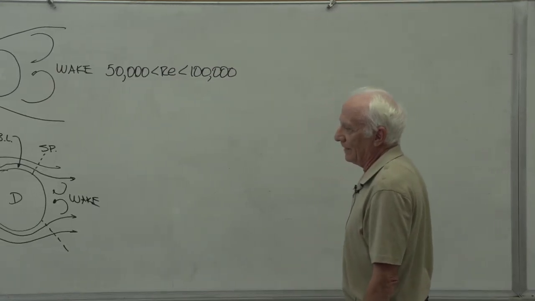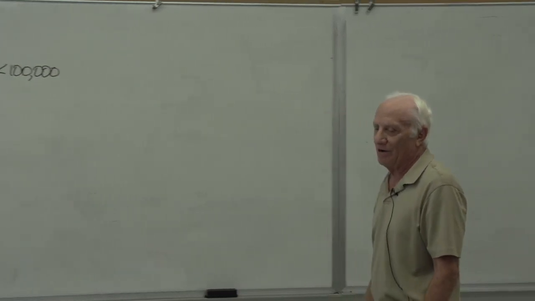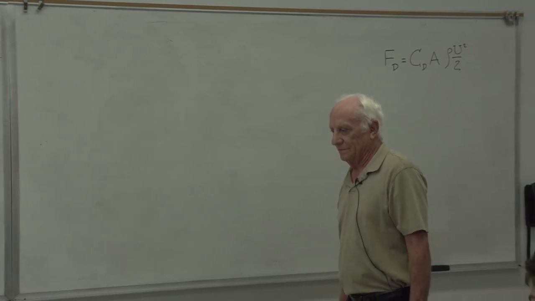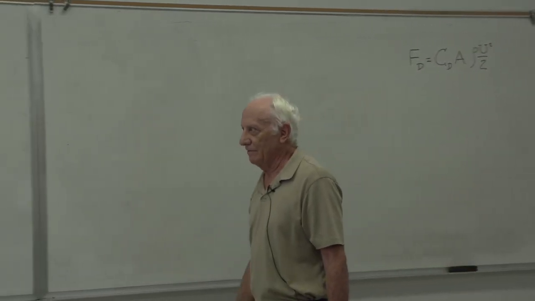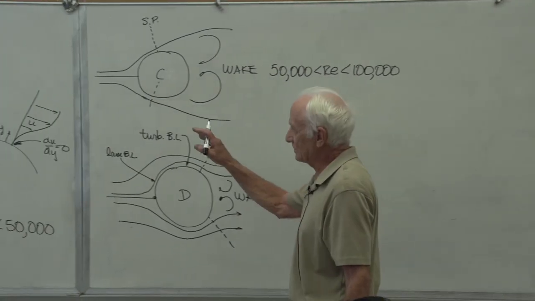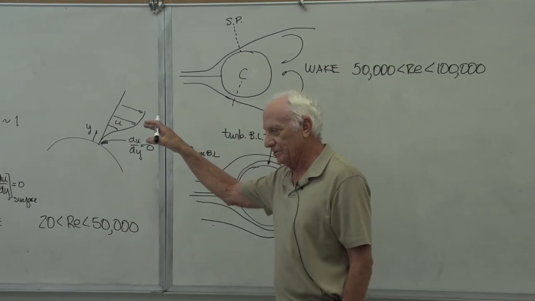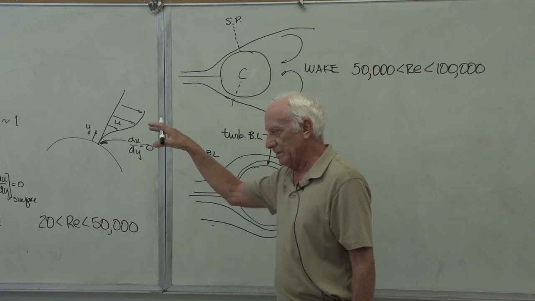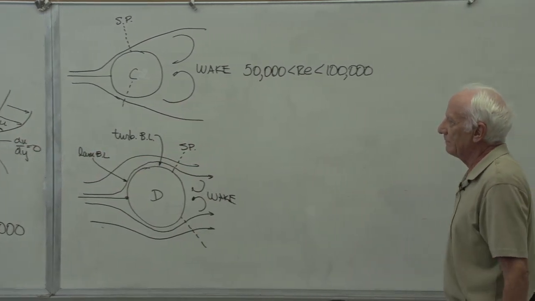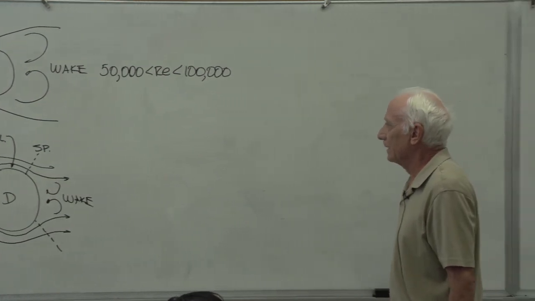What are we trying to find? Of course, we're trying to find the drag on the surface. That's the object. Flat plate, find the drag force. A cylinder, find the drag force. A sphere, find the drag force. For a sphere, it looks very similar. Of course, it's three-dimensional, though. So a cylinder is two-dimensional, so it's easier to show like this. But the same kind of things happen for a sphere in three dimensions.